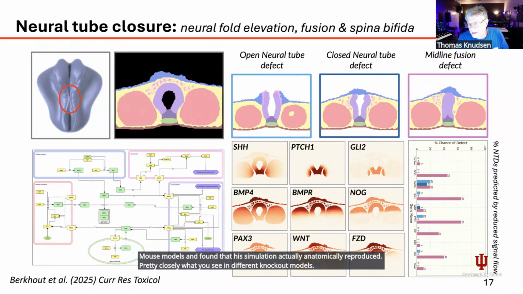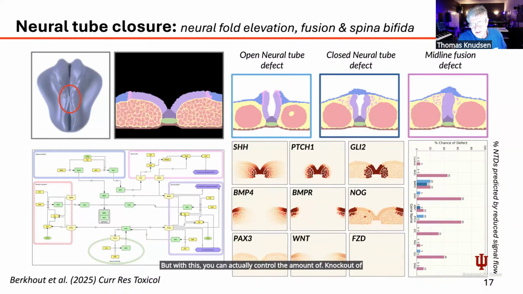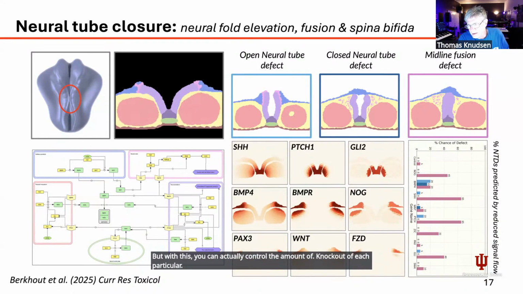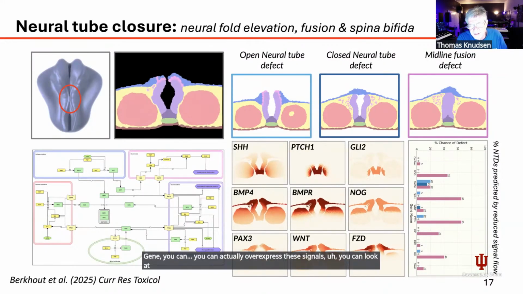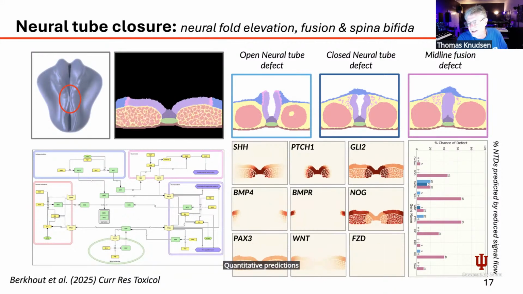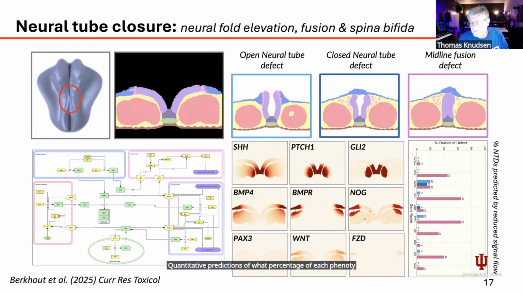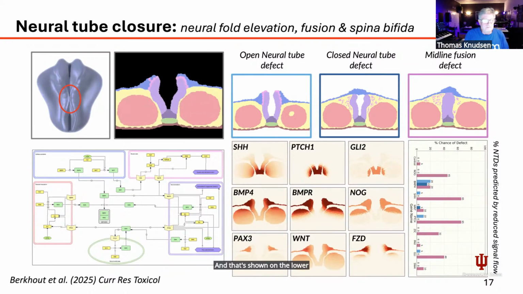With this, you can control the amount of knockout of each particular gene. You can also overexpress these signals. You can look at combinatorial effects of perturbations and make quantitative predictions of what percentage of each phenotype would be predicted. And that's shown on the lower right there.